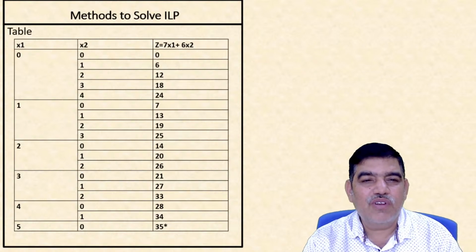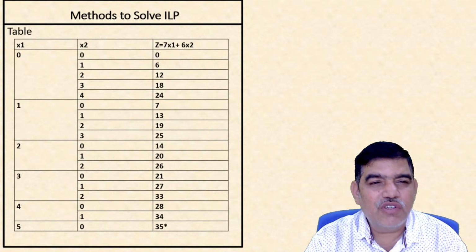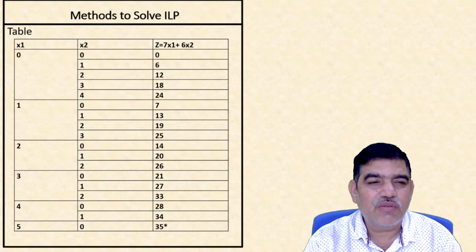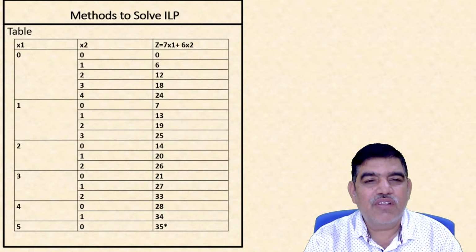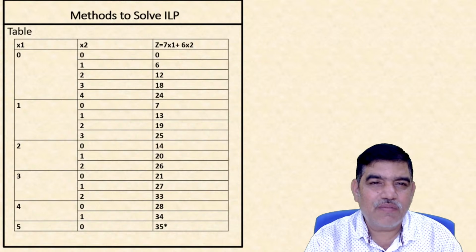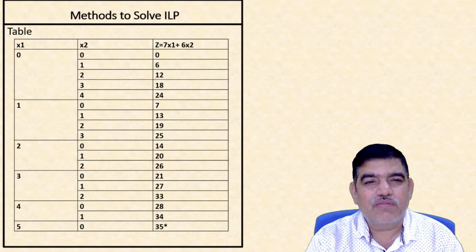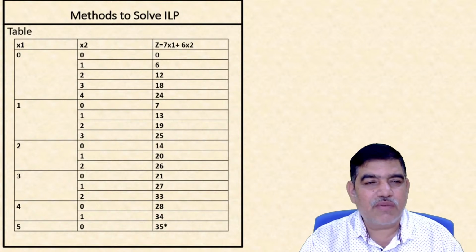For 0, 2, z equal to 6 into 2, that is 12, because the 7x1 is always 0. And when x1 equal to 0 and x2 equal to 3, that is 18. 6 into 3 is 18, because 7x1 equal to 0. When x1 equal to 0 and x2 equal to 4, then z becomes 24. So in this way, you calculate the z value, the objective, by using the objective function. Then we consider where it is maximized.